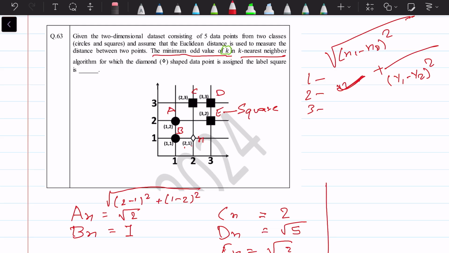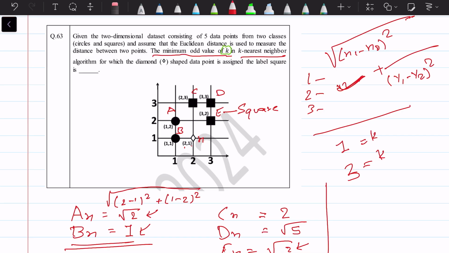So now let's start. Let's say we have one nearest neighbor, or k equal to 1. Then the nearest will be this, BX. Fine. And B is of the class circle, so it will be assigned to circle only. So that is not the correct answer. Let's say k is equal to 2. Then the 2 nearest are this one and again this one, but we see a clash here because this is also root 2. So we go ahead and take 3 nearest neighbors.